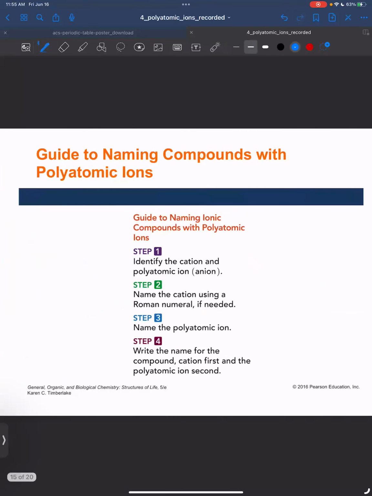All right, so here's a guide to naming ionic compounds with polyatomic ions. So once again, identify the cation and polyatomic ion, name the cation, use a Roman numeral if needed for a transition metal, name the polyatomic ion as is, so you can find that on the table, and write the name for the compound, cation first and the polyatomic ion second. Now just something to note, remember there is one polyatomic cation, and that is ammonium.